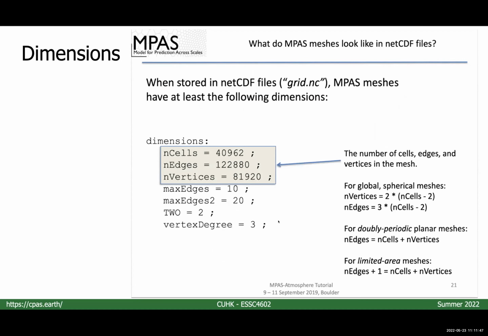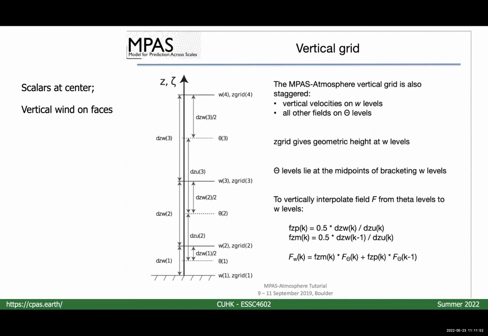And dimensions I have introduced. And then for the vertical grid, here are the details. As usual, scalars like temperature are defined at the center of the vertical span. And then the vertical wind is defined at the face of these vertical cells.